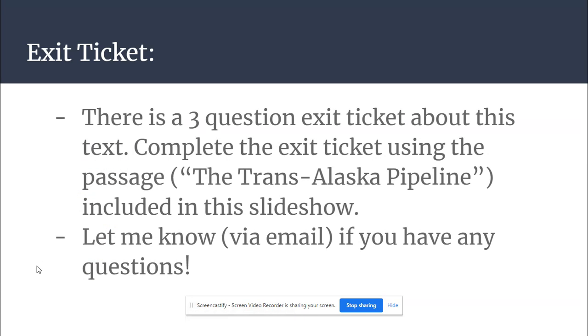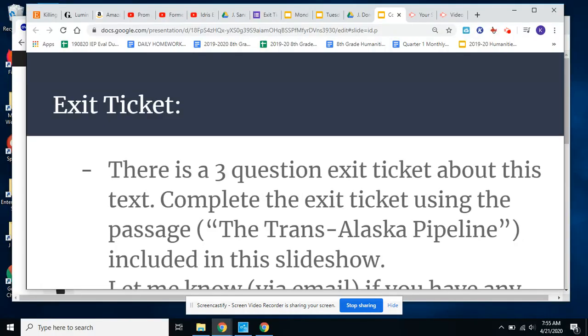Attached to this email, there is a 3-question exit ticket about this text. You need to use the passage that is included in this slideshow to complete the exit ticket. Let me show you what the exit ticket looks like.